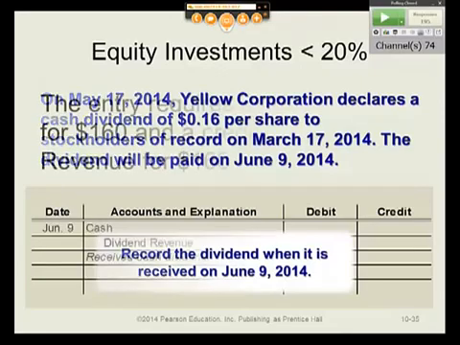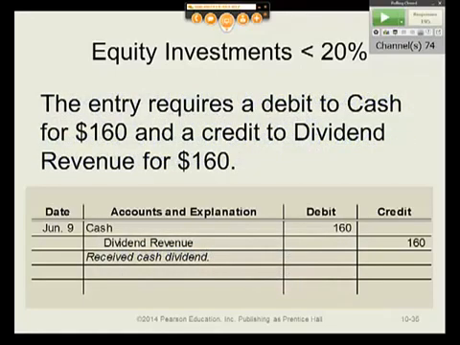So the dividend in this case would be 160. Don't forget, you had 1,000 shares of stock, and you paid dividends of 16 cents per share. So again, in this case, you had 1,000 shares times 16 cents. And that's your dividend, 160. Okay? And that dividend is going to be income or revenue. So the journal entry, as would be the case for any other revenue, is going to debit cash and credit dividend revenue. This is outside of operating income, but it's certainly income.